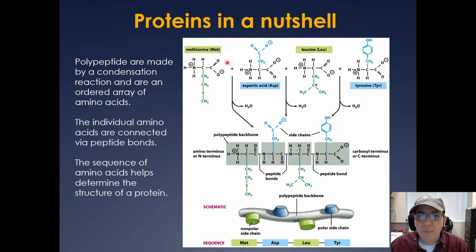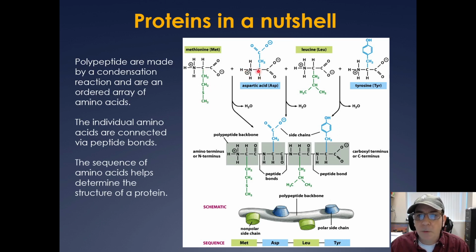Proteins and polypeptides are made by a condensation reaction, where these are joined together by peptidyl synthetase in the ribosome, and water is released, and then you get the formation of a peptide bond. So you basically have these repeated structures of individual amino acids. The amino acids are all the same along their core, but each has a different side chain. This is methionine, and shown here in green is the methionine side chain.